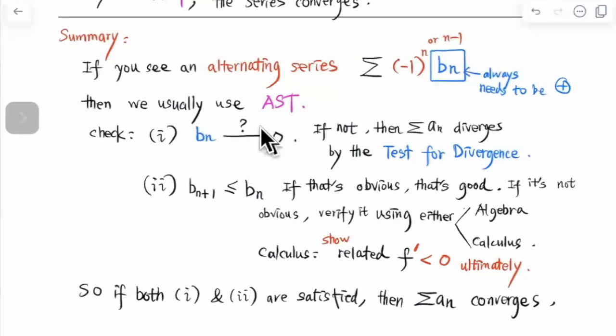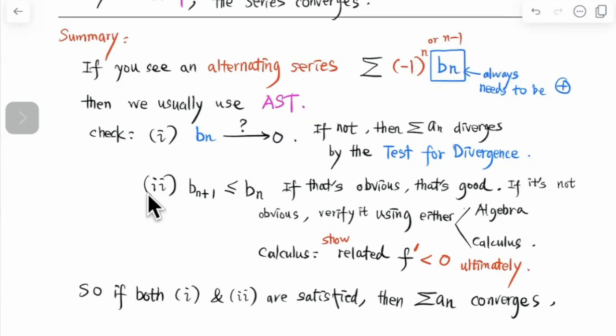Now, if this is not satisfied, which means bn doesn't go to zero, then the whole series will be divergent. The reason for divergence is actually the test for divergence. Because when bn doesn't go to zero, then an, which is the alternating sign together with bn, will not go to zero either. Therefore, when the term doesn't go to zero, the whole series diverges, which is the test for divergence, or we call that the nth term test. So that's why we want to check this condition first. If it's not satisfied, then this alternating series diverges by the test for divergence.